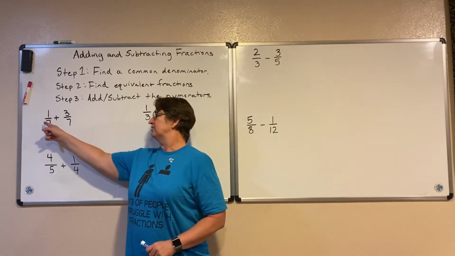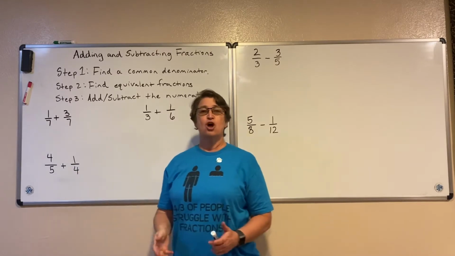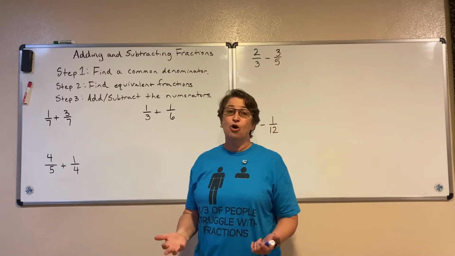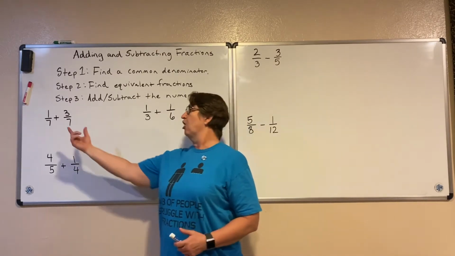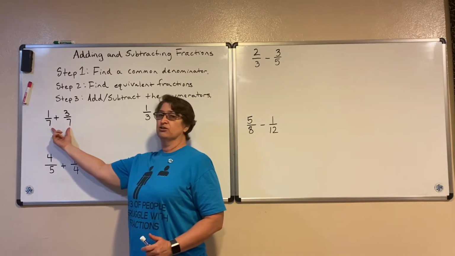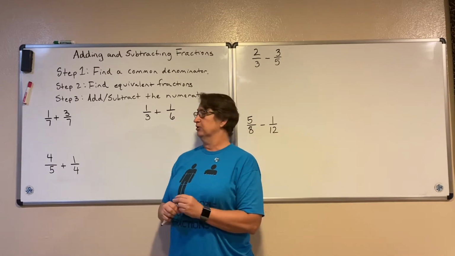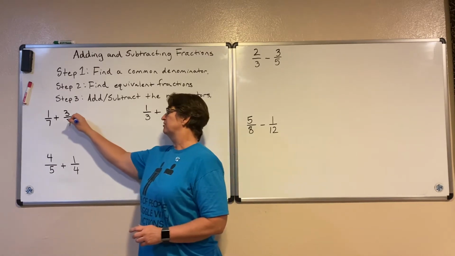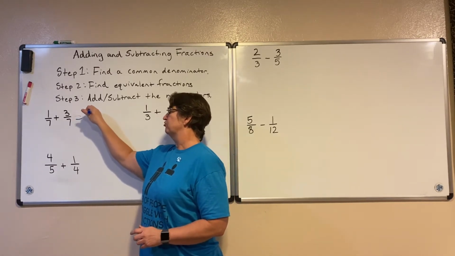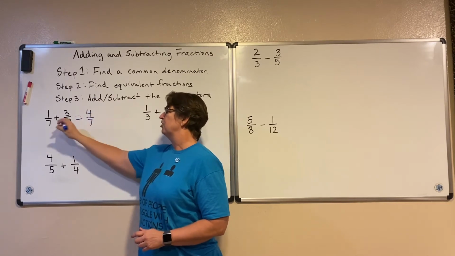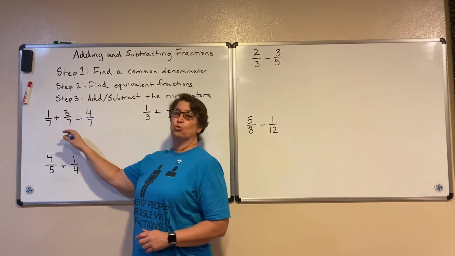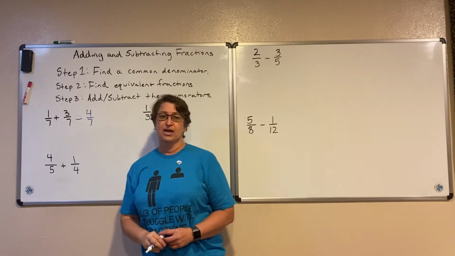Here I have 1/7 plus 3/7. Notice that the denominators are already the same. It's already cut into sevenths. So I can just simply add our numerators here. 1/7 plus 3/7 is equal to 4/7. We just add the numerators once our denominators are the same.